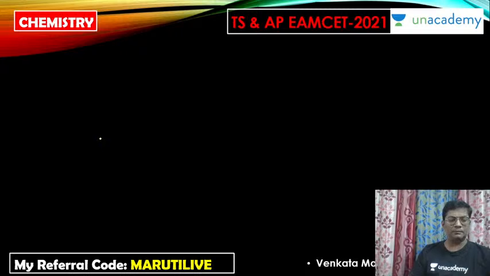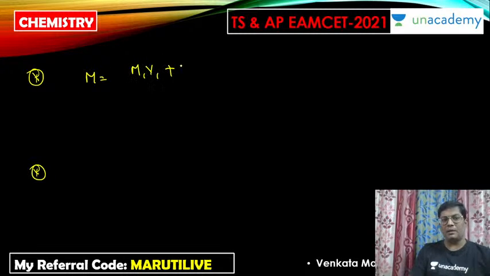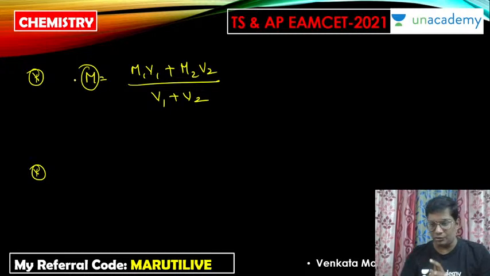Yes, one more important formula. There are two important formulas we have again with respect to molarity. That is M equals to M1V1 plus M2V2 by V1 plus V2. At what time are you using this formula to calculate the molarity of a given solution? When are we using this formula?